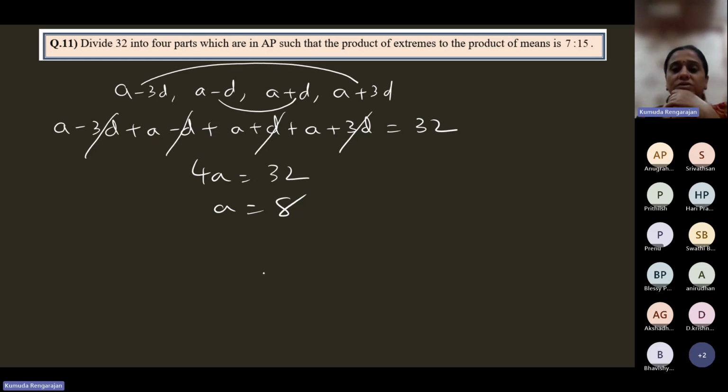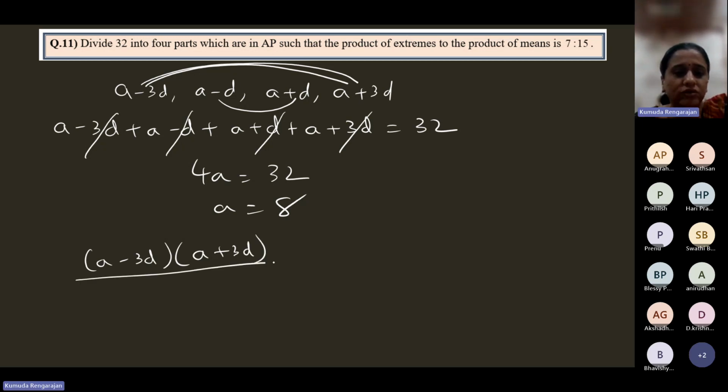Product of extremes to the product of means is 7:15. So product of extremes: A minus 3D into A plus 3D, by the product of means: A minus D into A plus D. This ratio is 7/15.